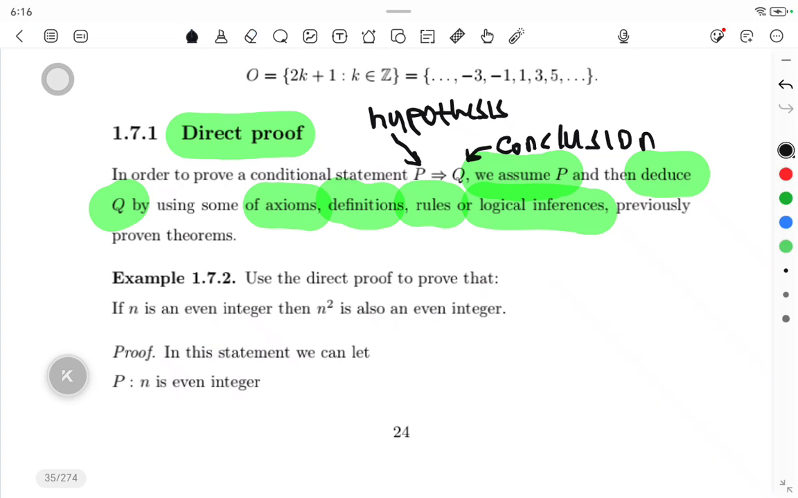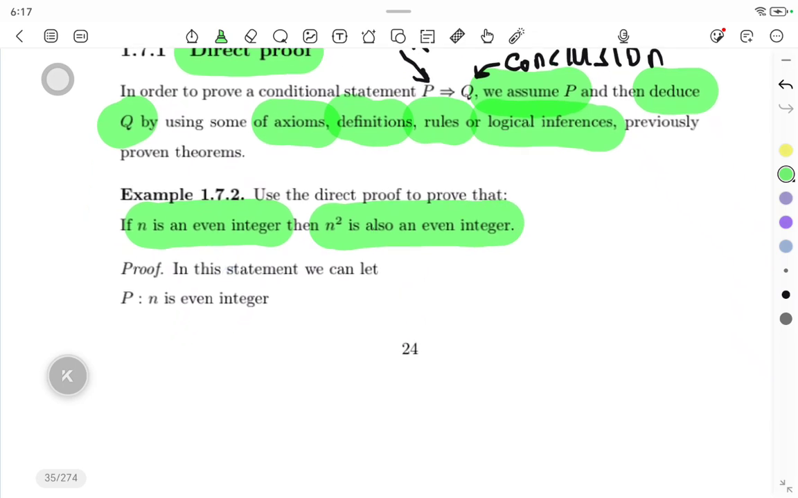So we're given the first example. Check the first example, what they say. They say to use the direct proof to prove that, you see, the statement will be given like this, it should be a conditional statement: if n is an even integer, then n squared is also an even integer. I'm just going to highlight n being an even integer. This will be labeled as our P. This will be labeled as our Q. And this is the same in this format: P implies Q, because it says if, then.